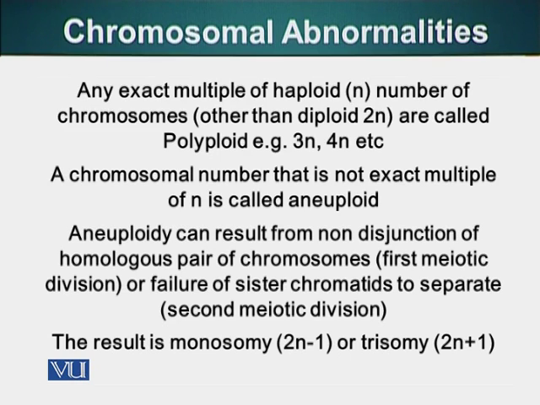A chromosomal number that is not an exact multiple of n is called aneuploid. Aneuploidy can result from non-disjunction of a homologous pair of chromosomes in the first meiotic division, or failure of chromatids to separate in the second meiotic division. This can result in monosomy or trisomy, 2n-1 or 2n+1 respectively.